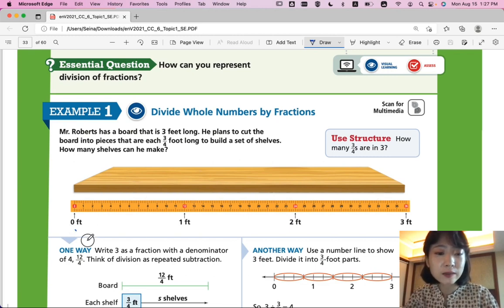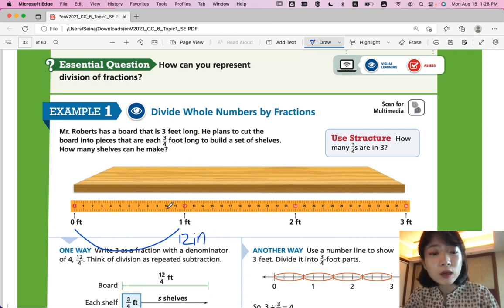So that's dividing 1 foot into 4 equal parts. 1 foot is also 12 inches. That is why we have 12 here. Okay, so if you divide 12 inches into 4, you get 3 inches per each 1/4 of a foot. So 1, 2, 3, and 4, right?